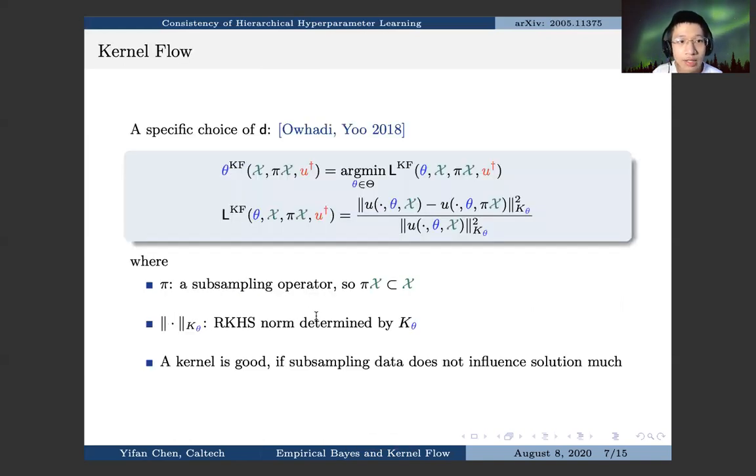Here, we are especially interested in a specific choice of D, which was proposed by Owhadi and Yoo in 2018 in the work of Kernel Flow. The Kernel Flow loss function is written as follows. We compare the distance between the two GPR solutions in the sense of the k theta norm. The k theta norm is the RKHS norm determined by k theta. And we normalize it by the norm of the first one. We can interpret this KF loss as follows. A kernel will be good if subsampling data does not influence the GPR solution much in the sense of the RKHS norm. It's also quite natural.